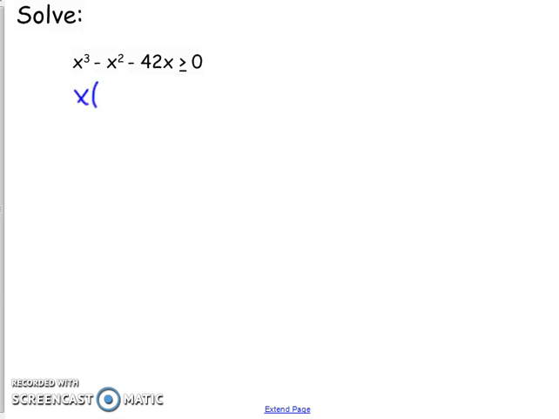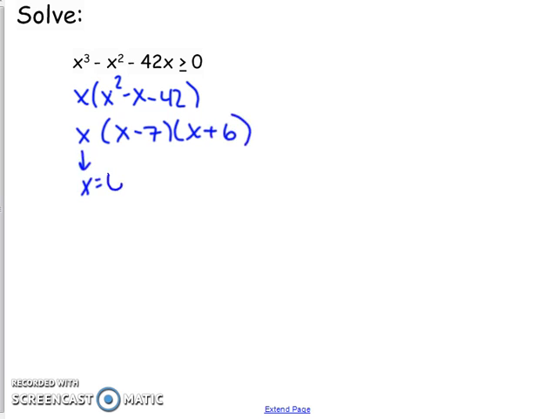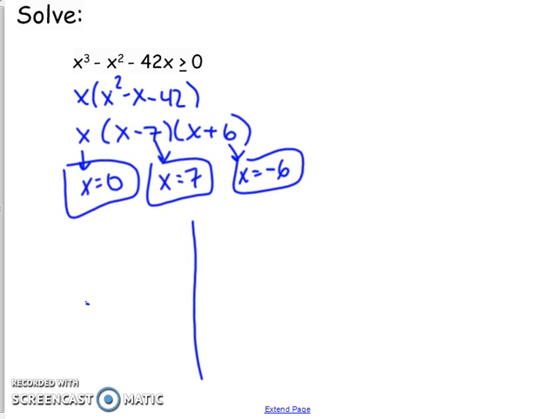So we're going to take out the x. We're left with x squared minus x minus 42. I'm going to factor this, so -7 and +6. If I solve these, I have 0 as an x-intercept, I have 7 as an x-intercept, and I have -6 as an x-intercept. So we're going to do a quick sketch. So 0, -6, and 7.